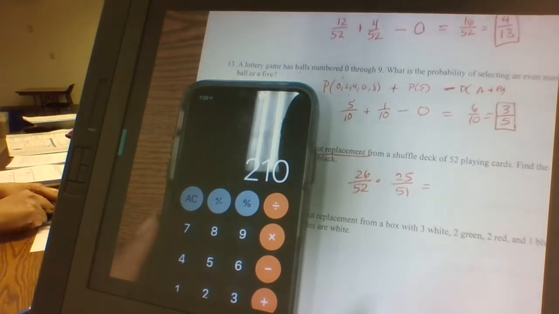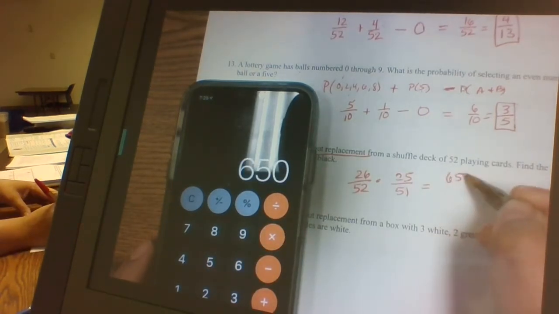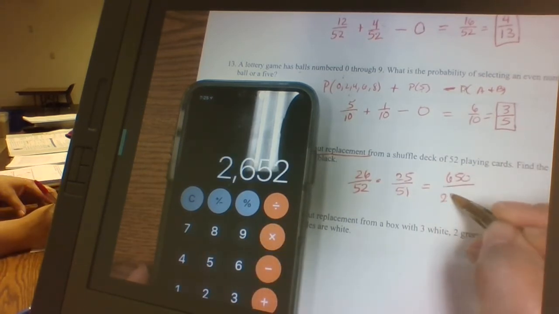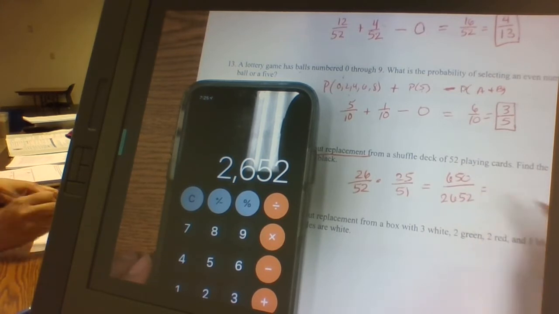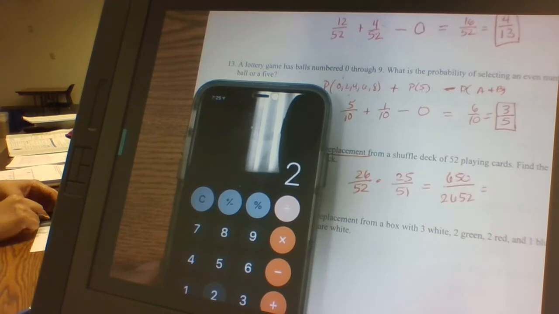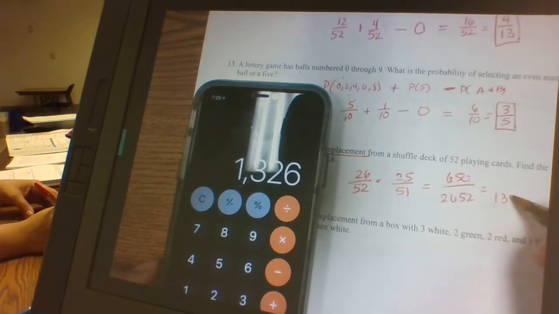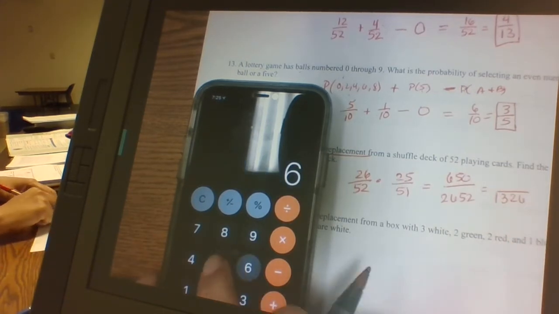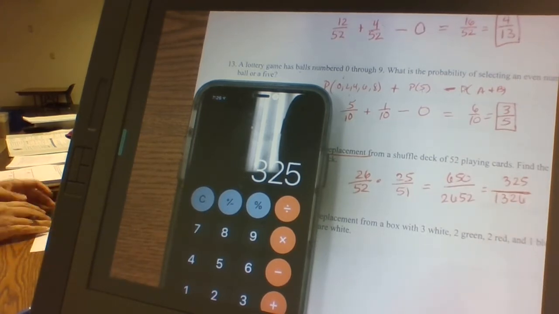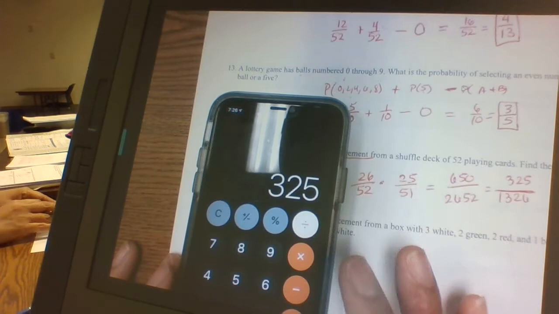Now, what is 26 times 25? 650 over 52 times 51, which is 2652. All I can think of right now is I can reduce by half, divide that by 2. 650 divided by 2 is 325. Do you think I can reduce that again? Can I divide this by 3?